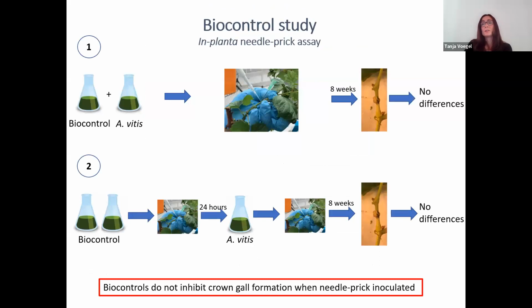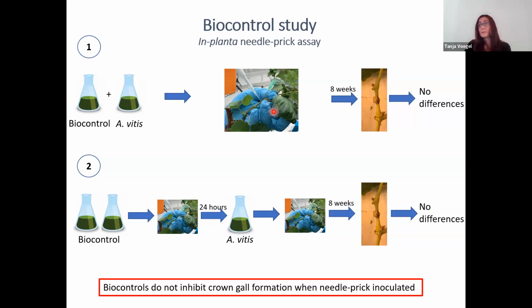The next step was then to move these experiments into plants and do a needle prick assay. We grew the biocontrol and the pathogens and mixed them 1-to-1 and inoculated plants. We pipetted 5 microliters of that solution onto canes, and we then stuck a needle into the drop, and then the negative pressure takes that drop in, and bacteria disperse in the plant. The needle is what has caused the wounding in this case.